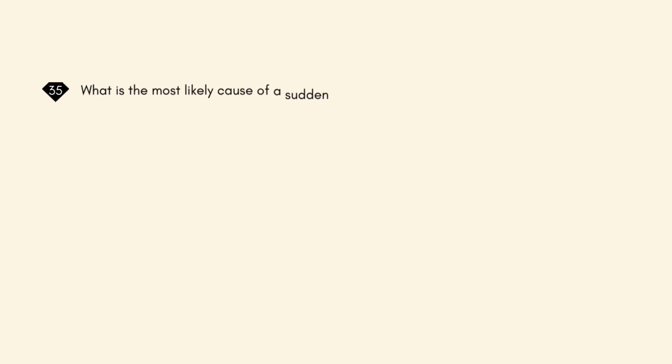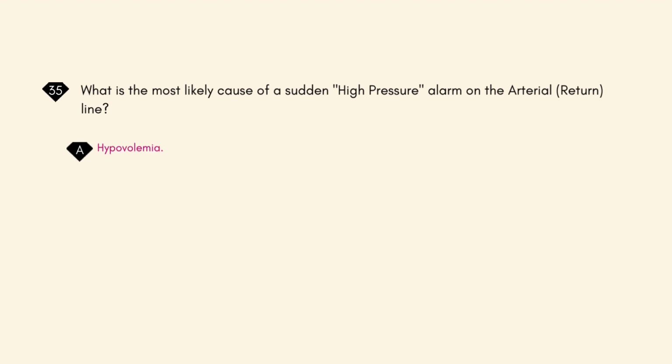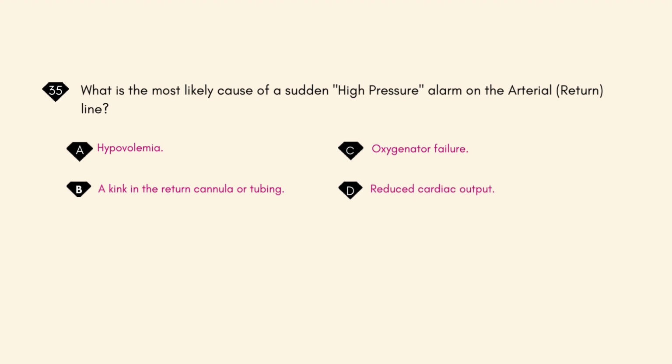What is the most likely cause of a sudden high pressure alarm on the arterial return line? A. Hypovolemia. B. A kink in the return cannula or tubing. C. Oxygenator failure. D. Reduced cardiac output. Answer: B. A kink in the return cannula or tubing.